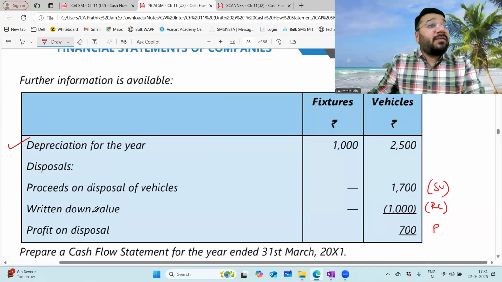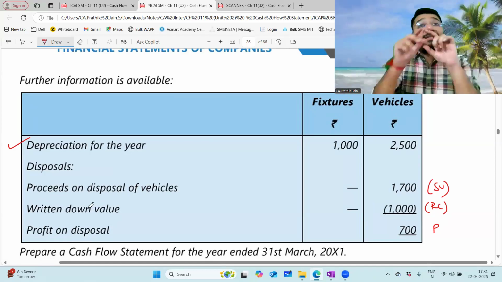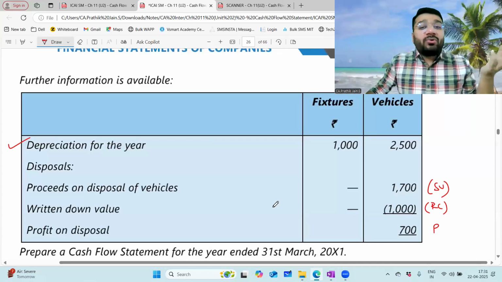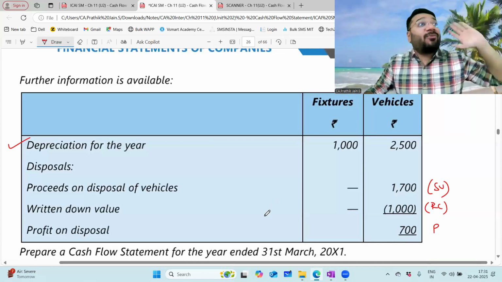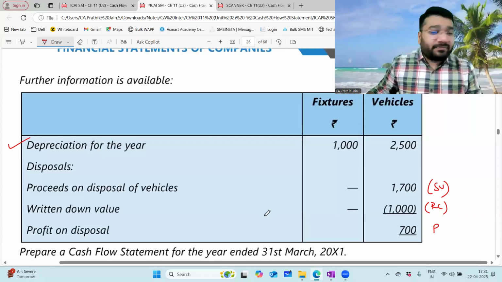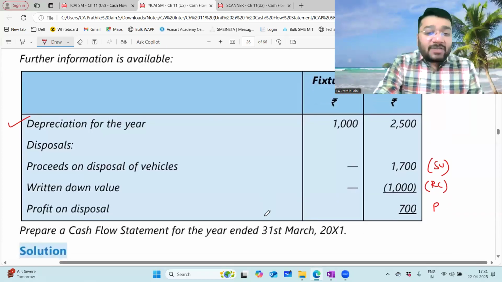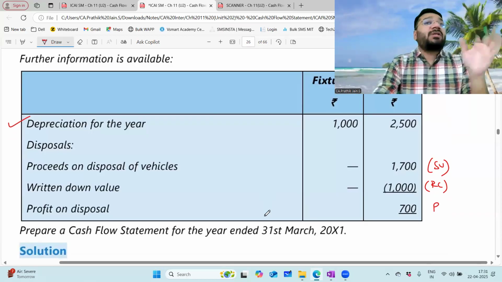Until the previous question, the information about sales was given in a statement format. A vehicle whose written down value is 1,000 rupees has been sold for 1,700. So you used to calculate. Here they've given the data to you. Wonderful. Prepare a cash flow statement for the year ended 31st March 2001.